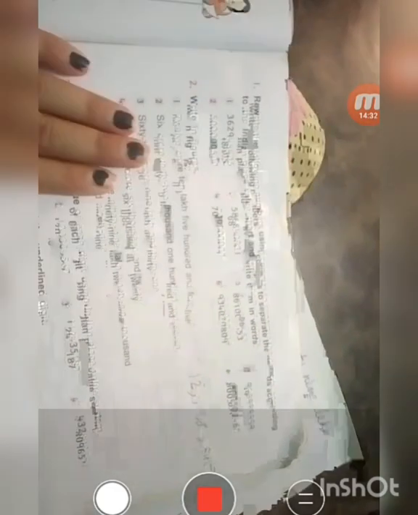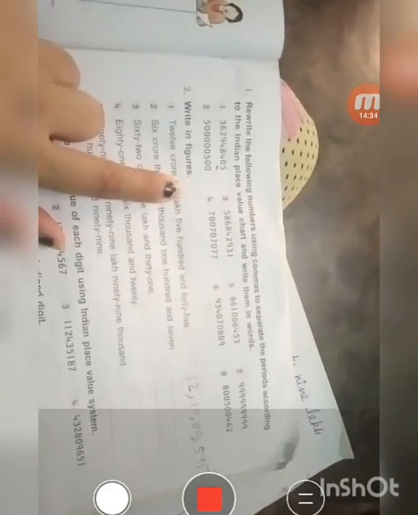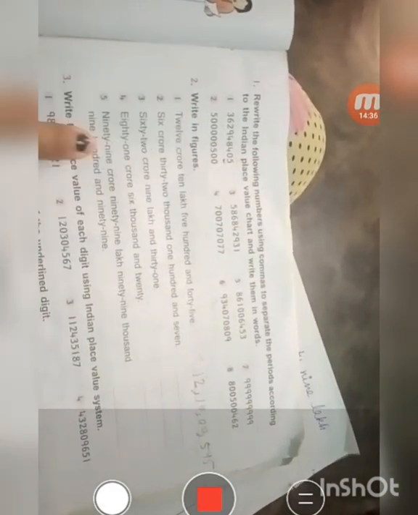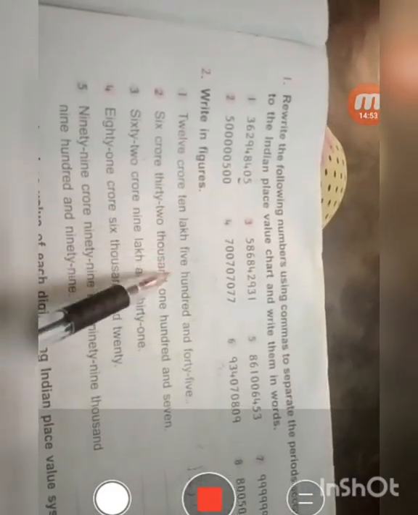Okay, now write in figures. You are going to do this by yourself using your place value chart. I have already told this to you. This is given and you have to make this. Like I have done a question in your book where I am given 12 crore 10 lakh 545. How will we do that? See, we will do this like this.